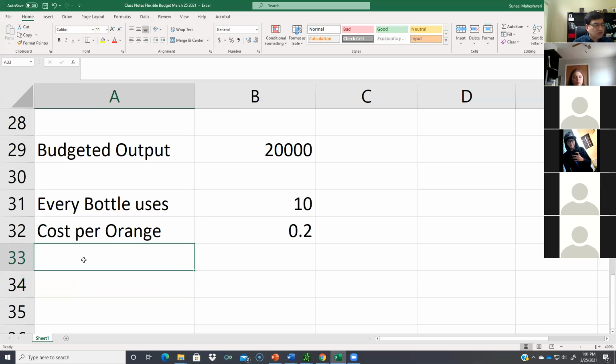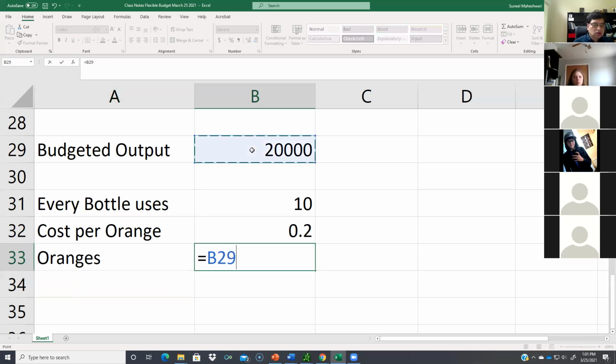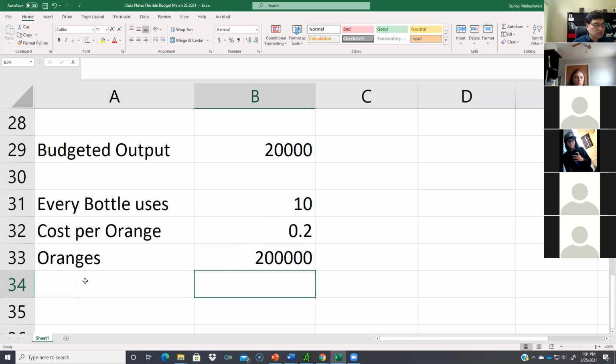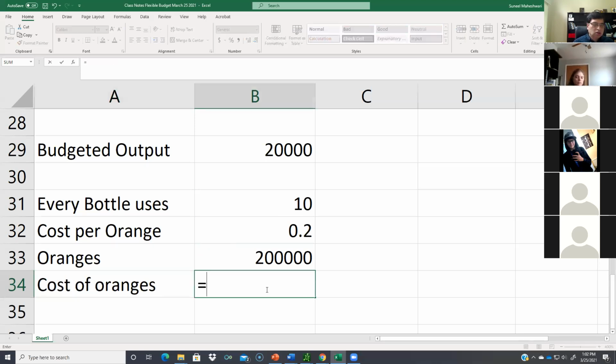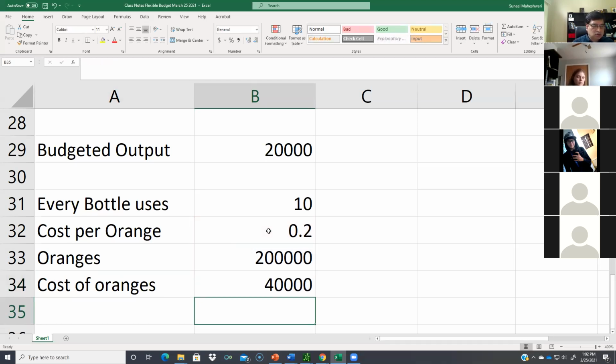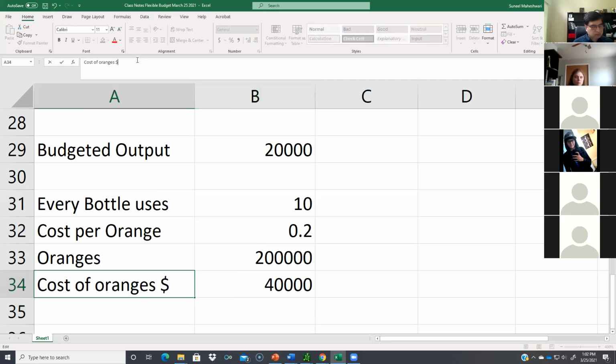So the total number of oranges needed or budgeted is 20,000 times 10. So we need those many oranges. The cost of oranges is obviously then 20,000 times 0.2, $40,000. Okay.